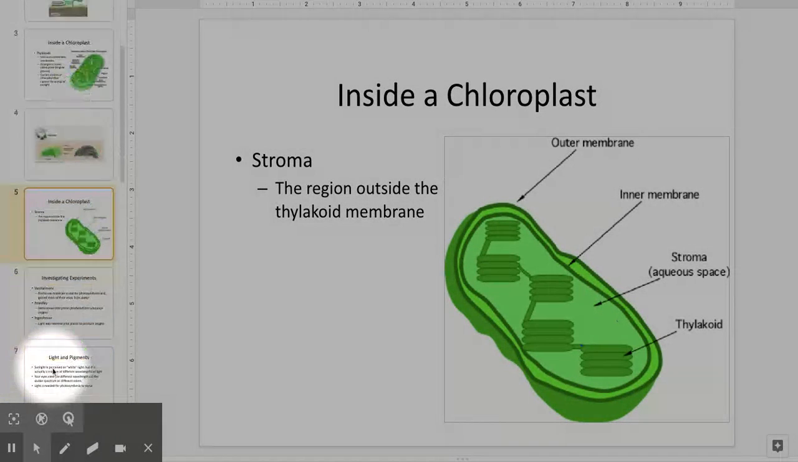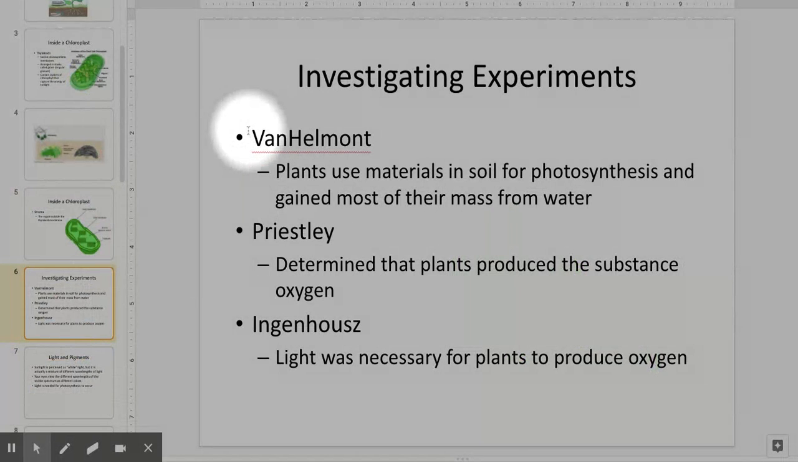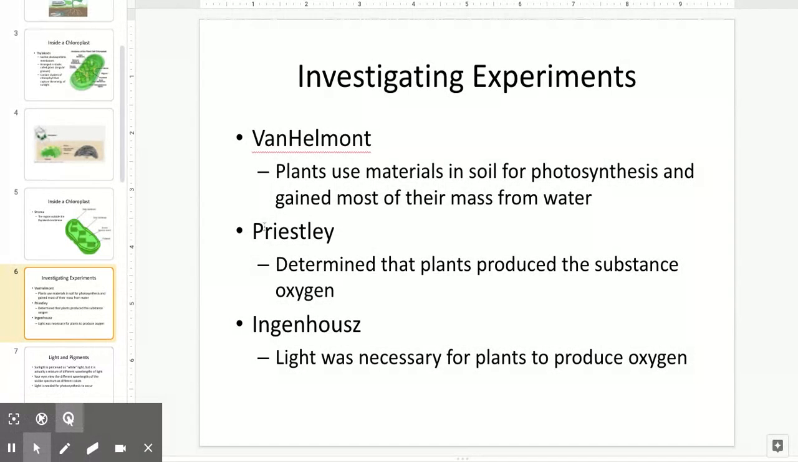Moving forward, I want to highlight some of the investigating experiments that were extremely helpful. These were looked at in the activity Discovery of Photosynthesis, History of Photosynthesis. There was Van Helmont, Priestley, and Ingenhouse. Between these 3 scientists, they contributed very significantly to our understanding of photosynthesis and what plants need and what they release and how they grow and what makes them grow.